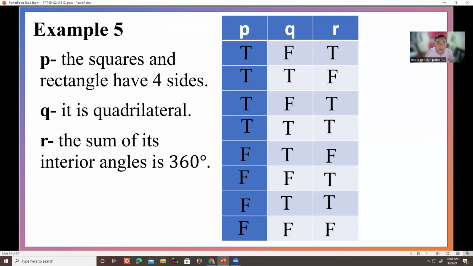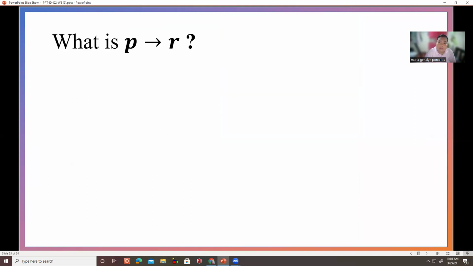Then n will be the number of statements. So a while ago, we had two statements. So 2 raised to 2, 2 times 2 will be 4. So you have 4 possible truth values. Here we have 3 statements. We have 8 possible truth values.